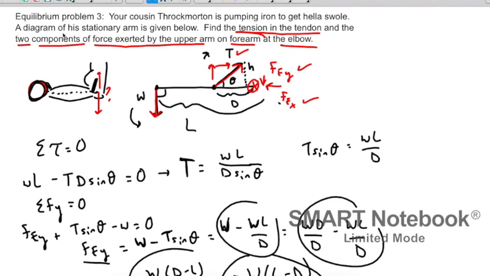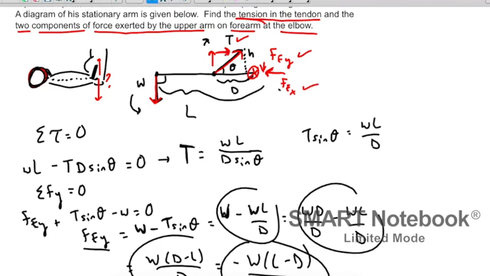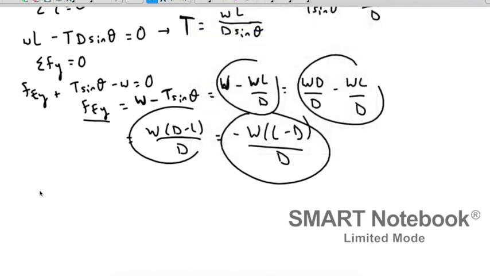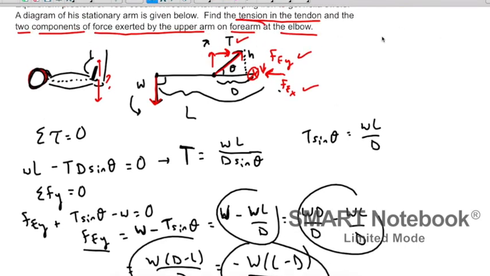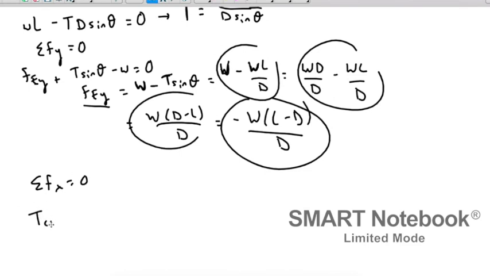Remember the question asked us to find both the components, so I need to figure out what this x force is. And of course, we already said that it is the only force that is counteracting the x component of the tension force. So when I do my Newton's second law in the x direction, the sum of the forces in the x equals 0. To the right, or positive, we have the x component of that tension force, which is going to be T cosine theta. And that has got to equal Fex.